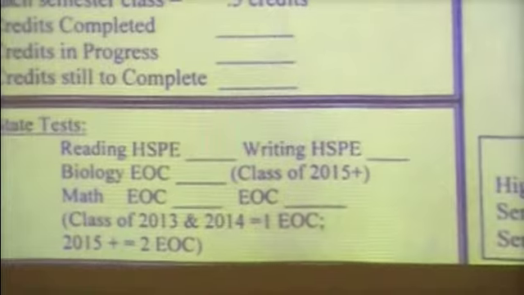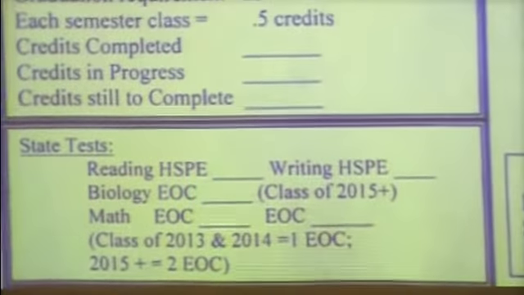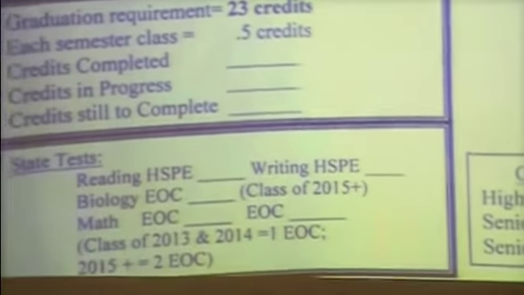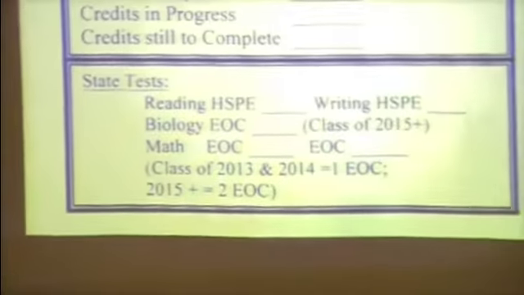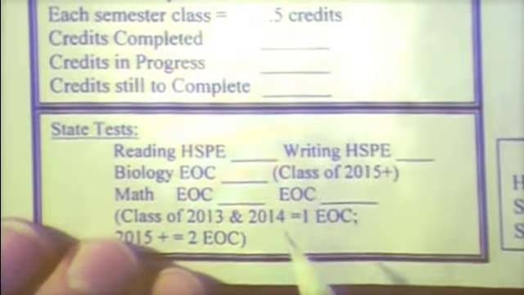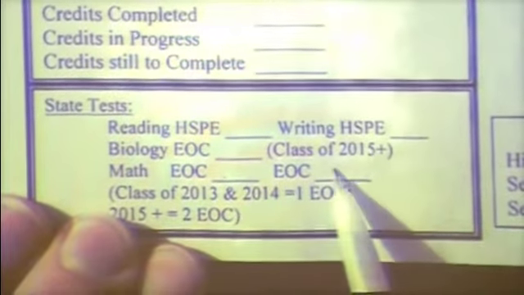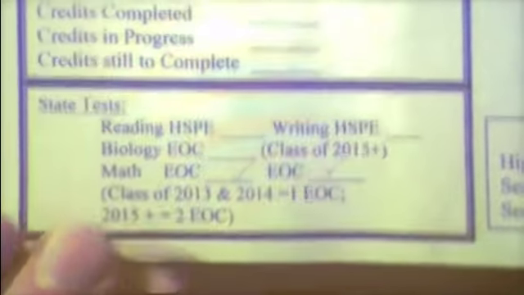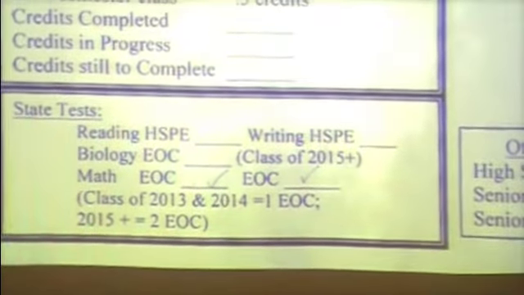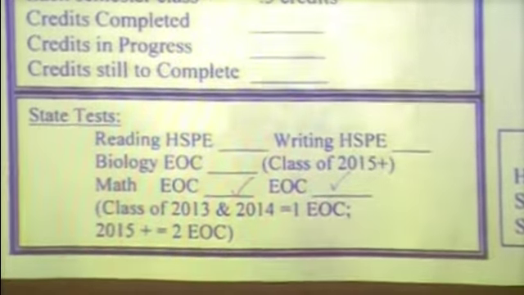Below that is the state testing. Have you passed your reading HSPE, your writing HSPE? Freshmen, you're going to have a biology EOC, math EOC. So right now, juniors, you have 1 EOC to pass. Juniors and sophomores. But freshmen, you have to pass 2 EOCs. We haven't taken these this year. So if you're like, Miss Mackey, Mr. Sanford, what are you talking about? That will be coming up for you as a freshman.